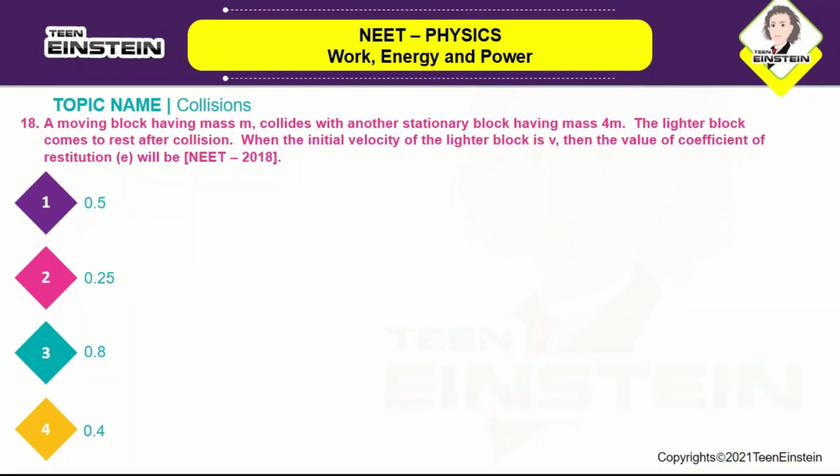The next question is, a moving block having mass m collides with another stationary block having mass 4m. The lighter block comes to rest after collision. When the initial velocity of the lighter block is v, then the value of coefficient of restitution e will be. So they want us to calculate the coefficient of restitution e. Here the mass of the first block is m and the second block is 4m, and they have given the velocity u1 equal to v, u2 is 0, and v1 equal to 0.